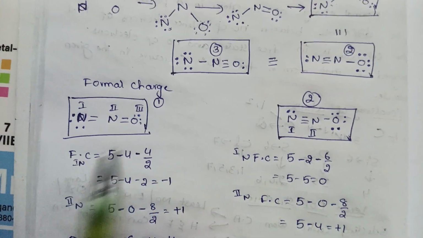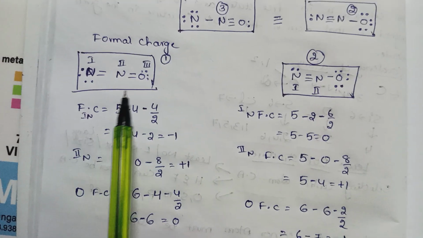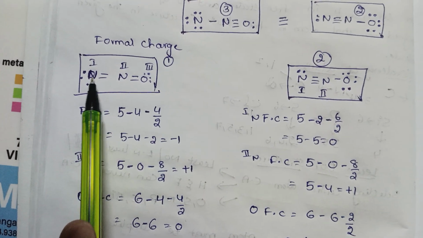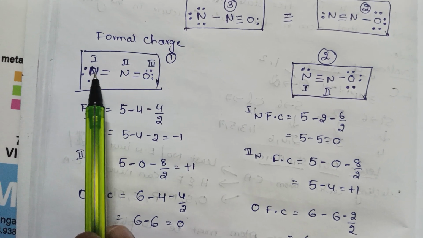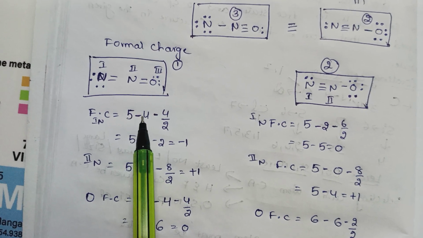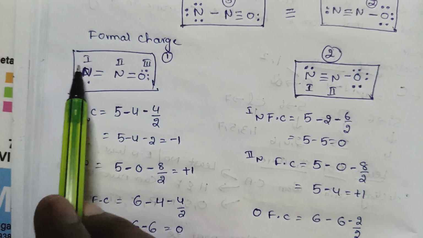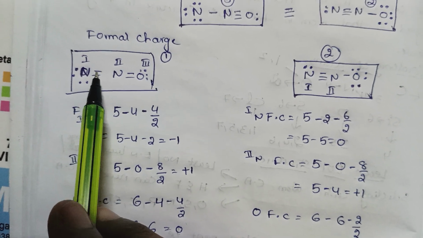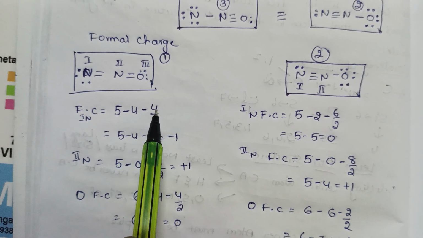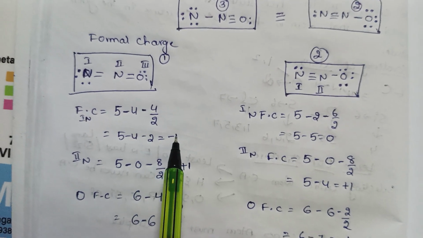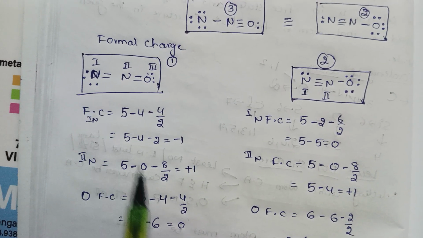Coming to formal charge for N2O, the first atom of nitrogen. How many valence electrons are present in the free state? 5. How many lone pair electrons? 1, 2, 3, 4. 4. How many bond pair electrons? 1, 2, 3, 4. 5 minus 4 minus 4 by 2 equals 5 minus 4 minus 2, which is minus 1. We get a formal charge of minus 1 for the first nitrogen atom.